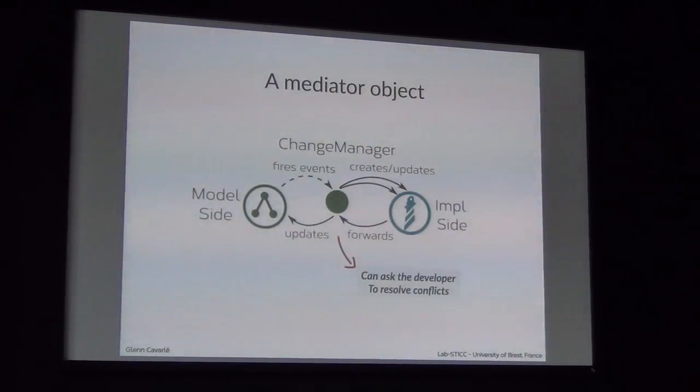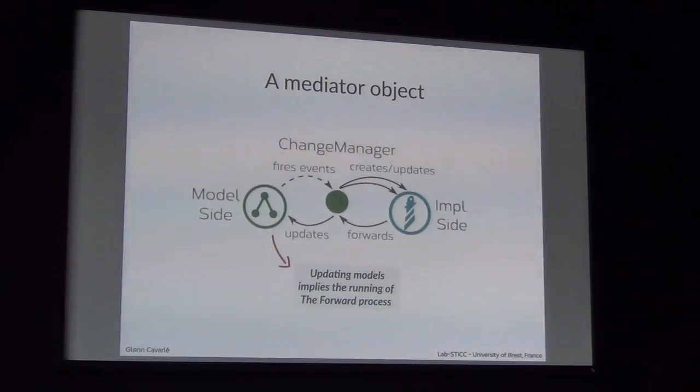The change manager can ask the developer to resolve conflicts. For example, when you add methods in a generated class, the change manager can ask the developer what is the related feature for the new method. When conflicts are resolved, the change manager can actually update models. So, for example, if the method is updated, it updates the method body, or can add a method in a model.